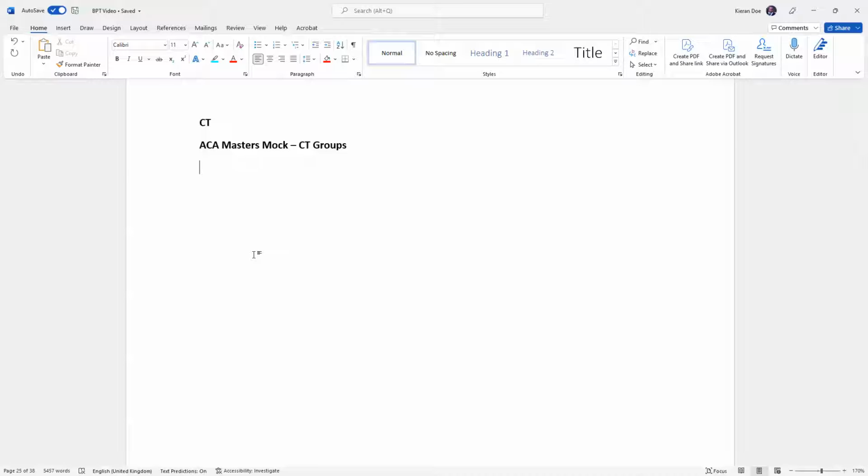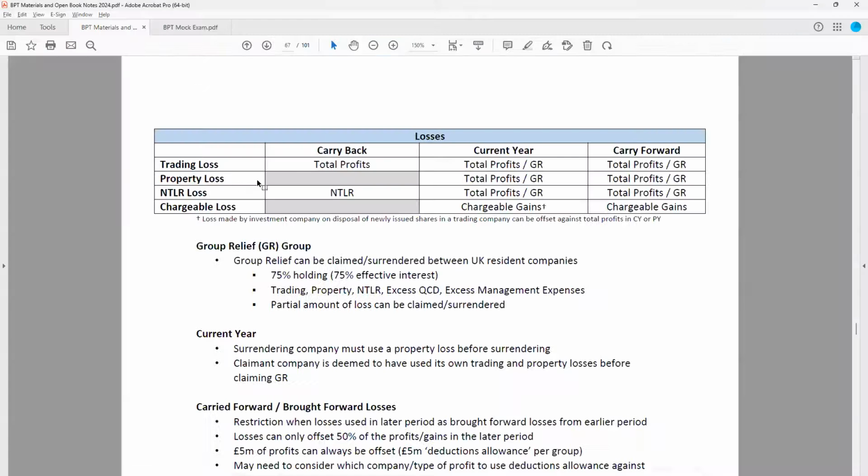So I always suggest briefly mentioning the relevant parts of the relevant tax rules. So in this scenario, it is relevant to explain who is part of the group relief group, who is part of the chargeable gains group, because there are losses which can be surrendered via group relief, and we're going to be surrendering losses via group relief. So therefore, it is relevant to explain who is part of the group relief group.